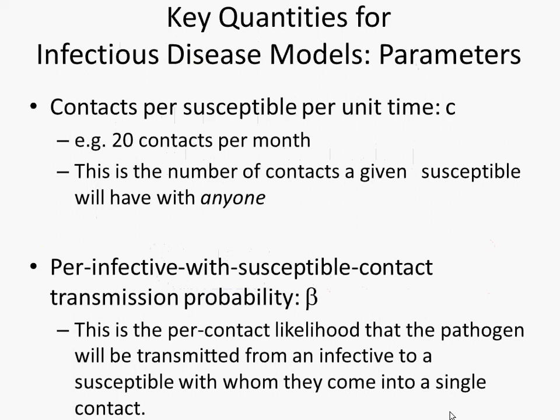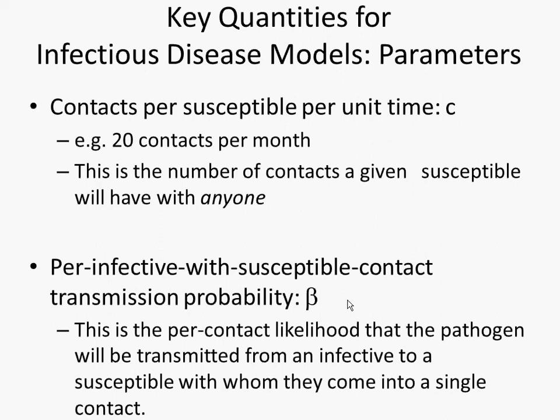The other key one is beta. The idea here is if a susceptible comes into contact with an infective, if I sit next to Jim and I'm infective, what's the chance that he'll get infected within that given contact? That's beta. So if there is a contact between a susceptible and infective, what's the chance that it's actually transmitted? It's the per contact likelihood that a pathogen will be transmitted from an infective to a susceptible with whom they come into contact.